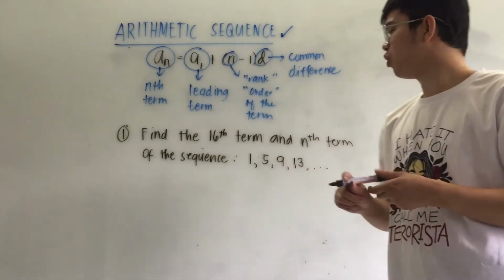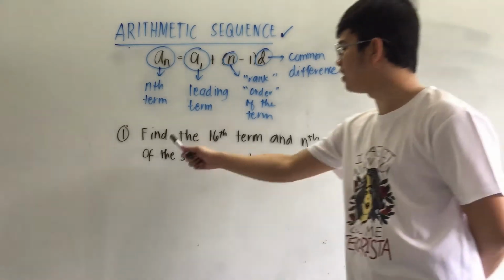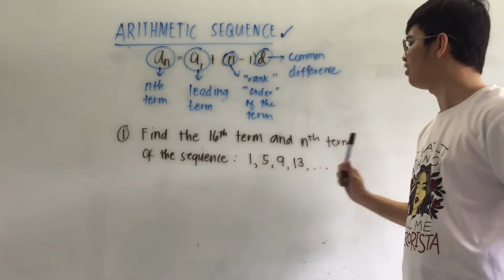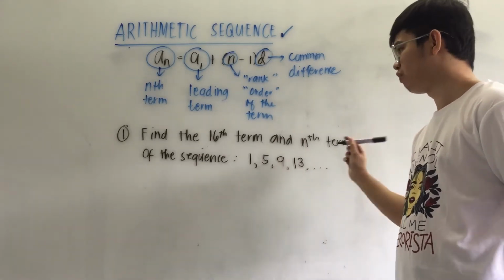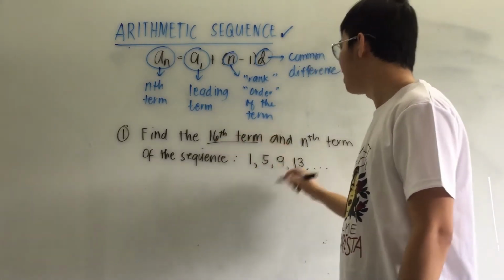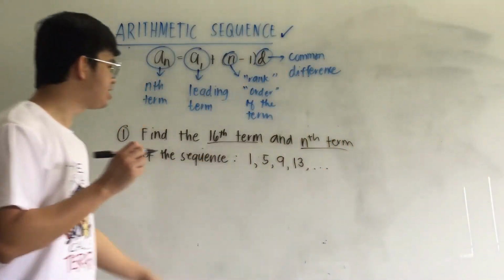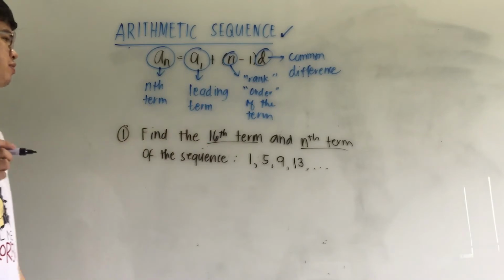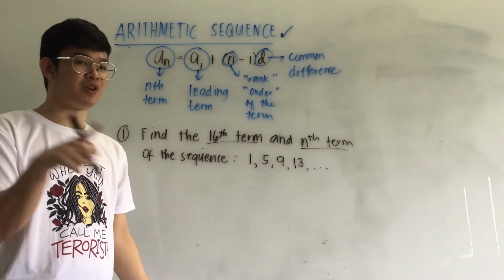Okay, so now we're going to find, let's try to read it. Find the 16th term and the nth term of the sequence 1, 5, 9, 13, and so on and so forth. So we're going to find the 16th term and the nth term. Let's focus first on the 16th term. This is very easy. But first, let's try to inspect our sequence.